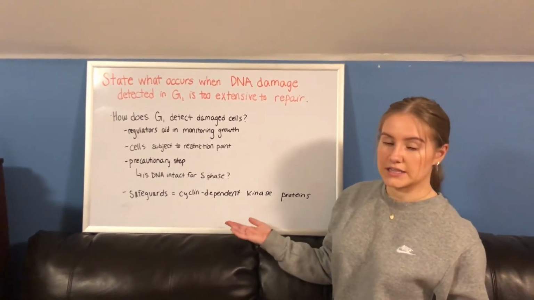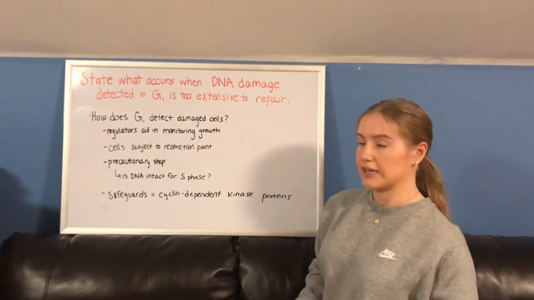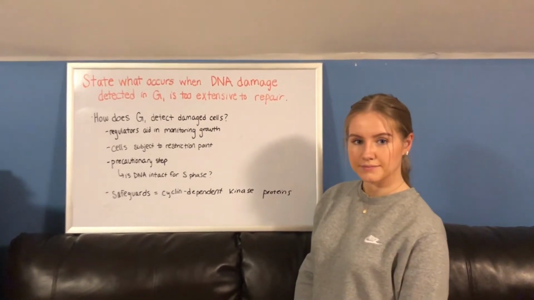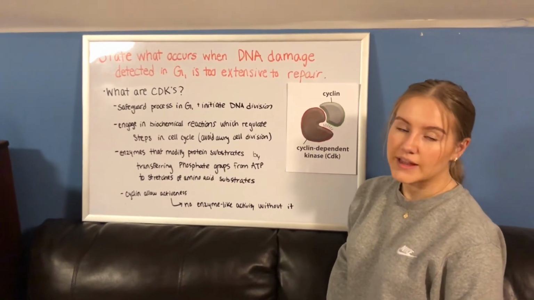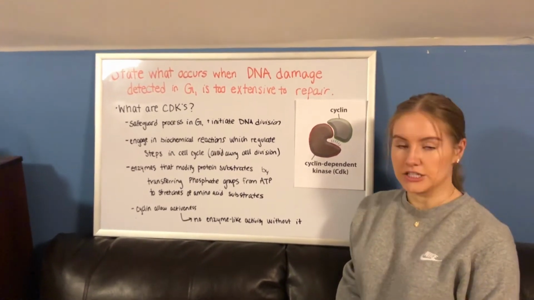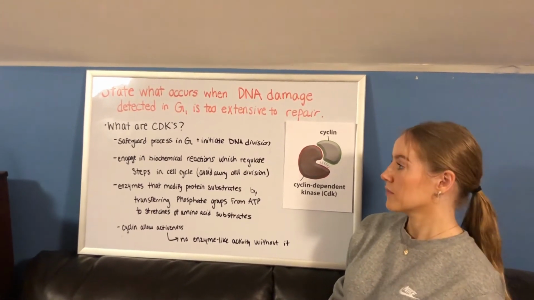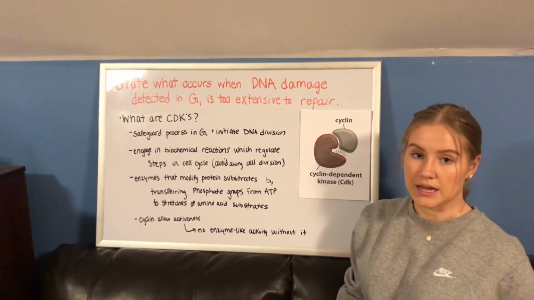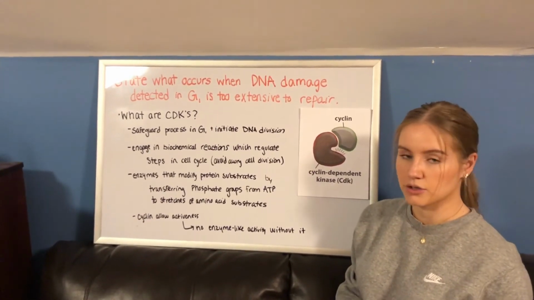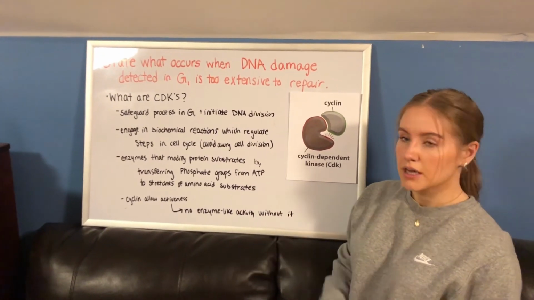And these safeguards in the cell that make sure everything is intact are called cyclin-dependent kinase proteins. The next topic I will be discussing is, what are CDKs? So like I just said, they safeguard the process in the G1 phase of the cell cycle, and they also initiate DNA division. Additionally, they engage in biochemical reactions, which regulate steps in the cell cycle, making sure everything is going correctly, and they avoid awry cell division.